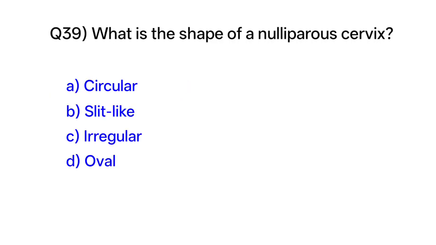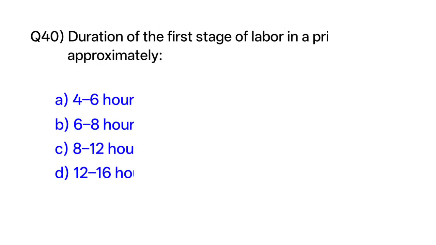Question number 39. What is the shape of a nulliparous cervix? The correct option is A. Circular. Question number 40. Duration of the first stage of labor in a primigravida is approximately. The correct option is D, 12 to 16 hours.